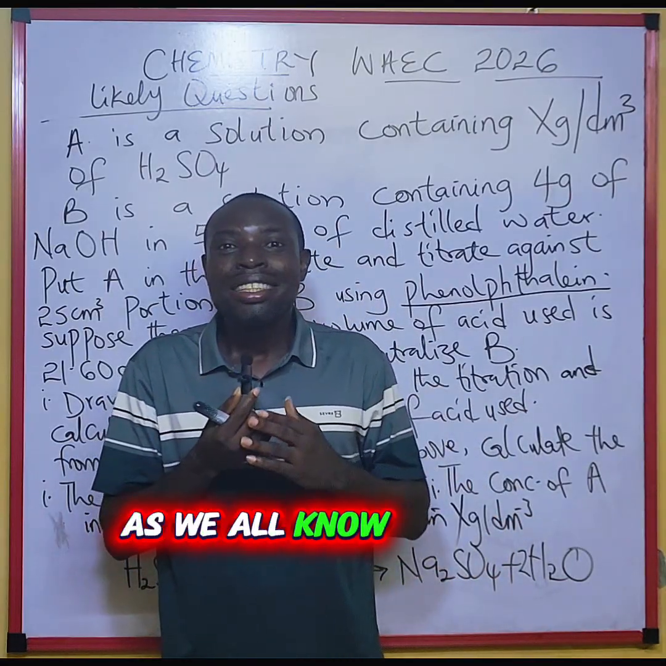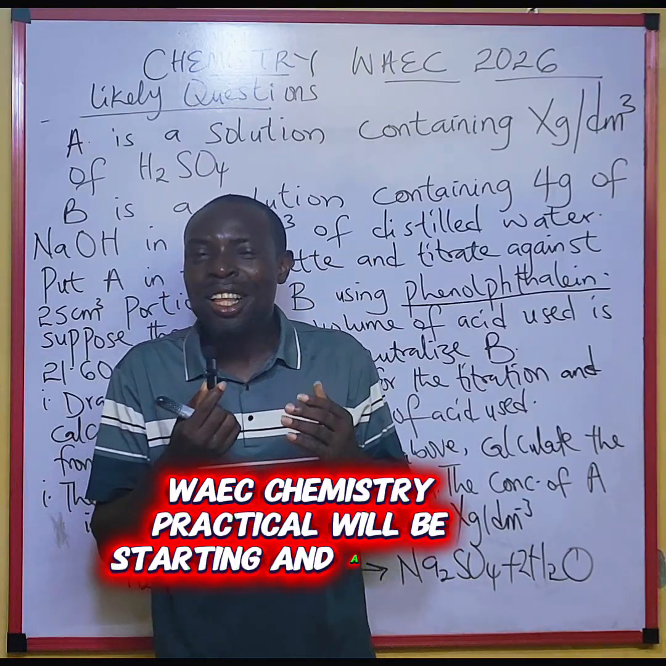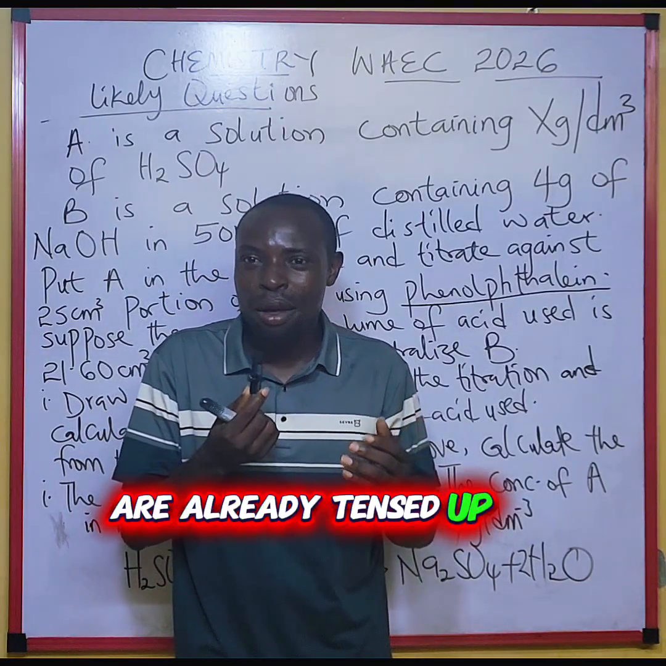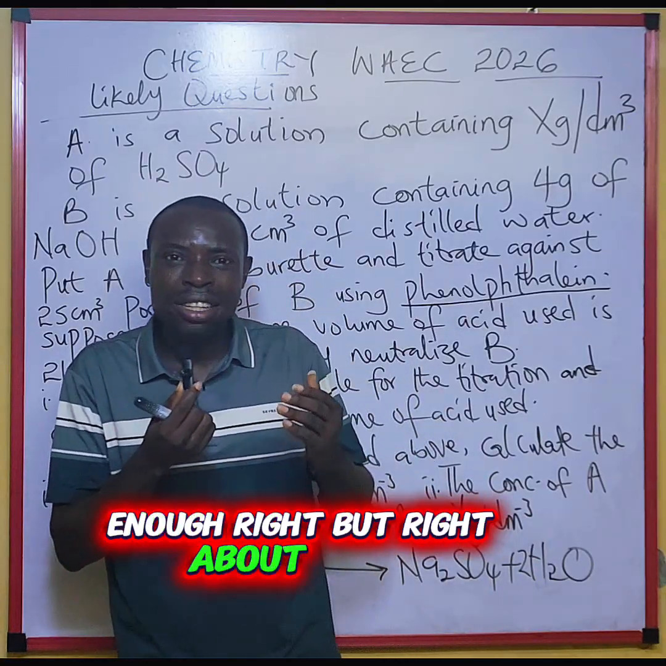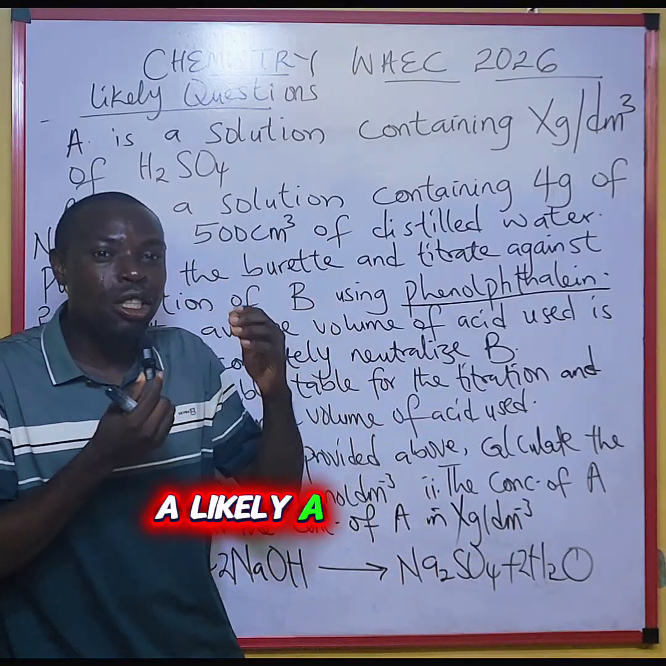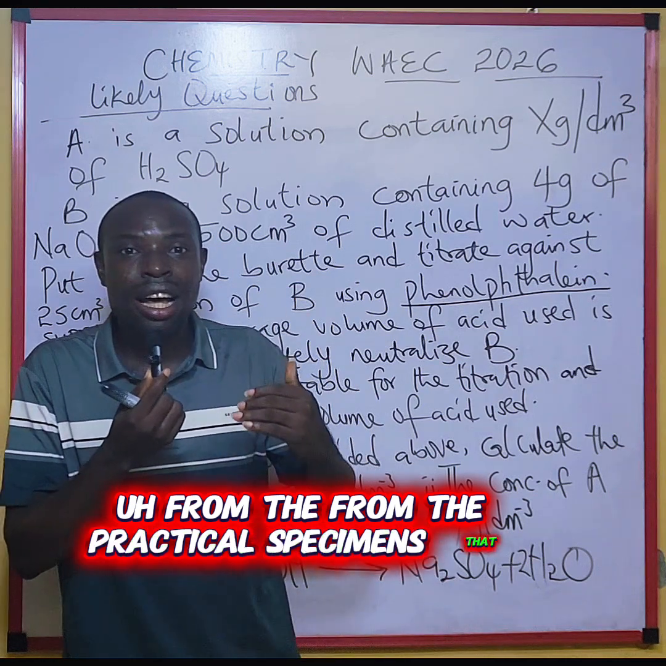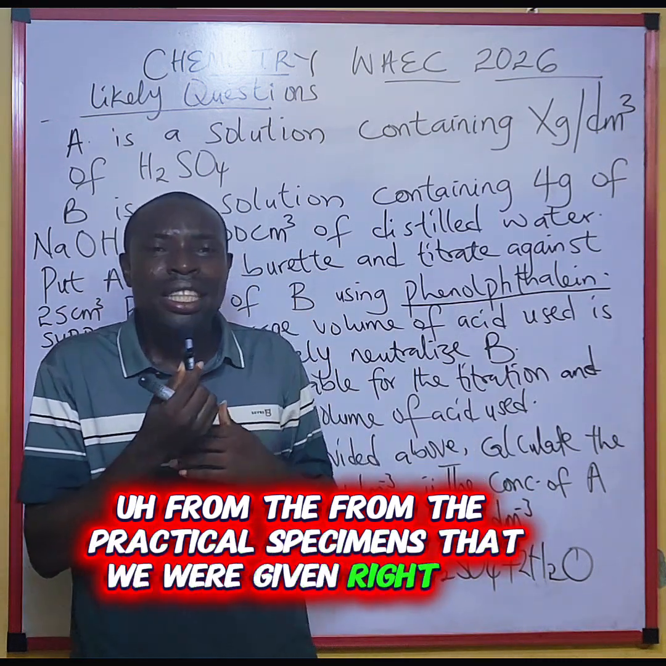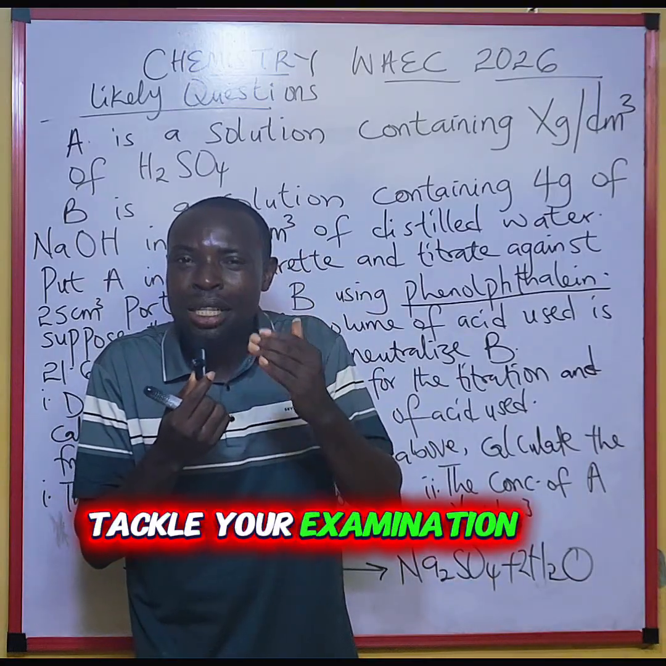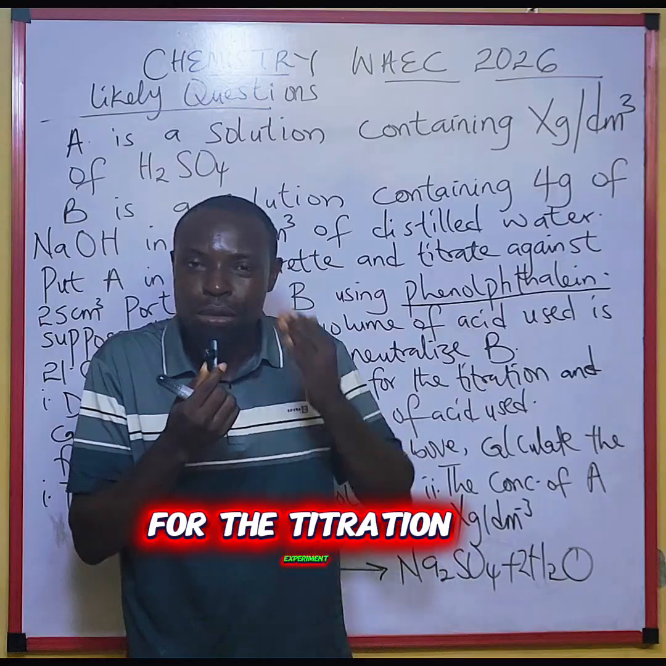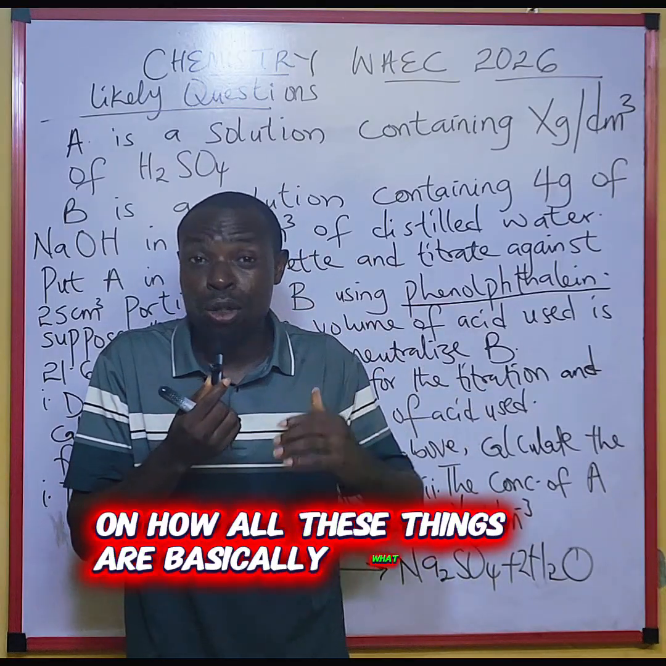As you all know, next week WAEC Chemistry Practical will be starting, and a lot of students are already tensed up, probably because they've not prepared enough, right? But right about now is a likely examination question from the practical specimens that we were given. By the end of this video, you should be able to tackle your examination question for the titration experiment, but I'm going to be giving you a preamble on how all these things are basically done.